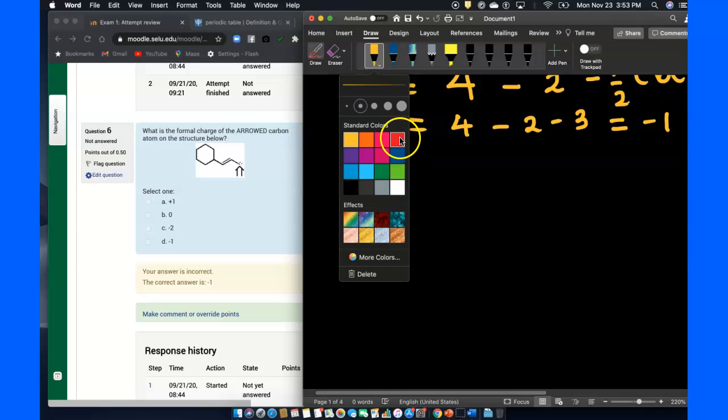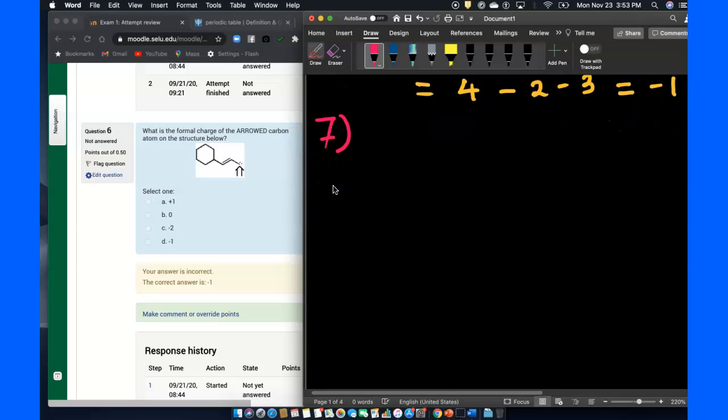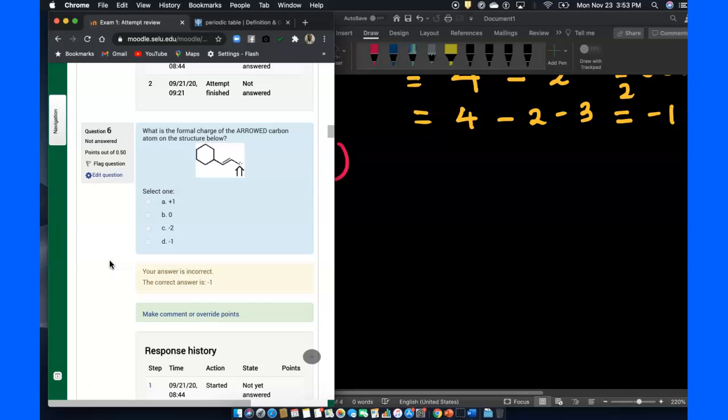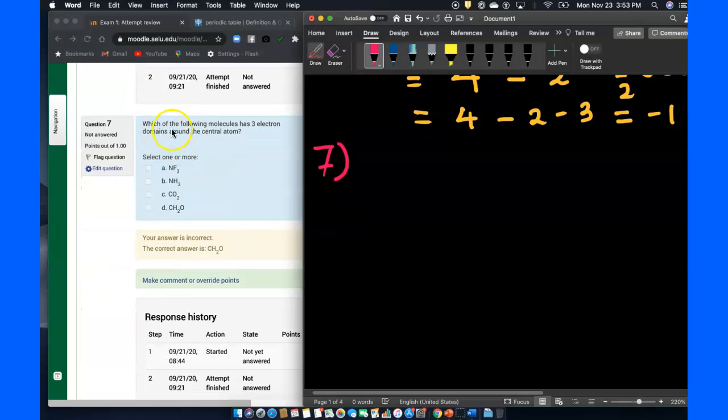So let's move on with question 7. What is question 7 saying? Question 7 is asking us which of the following molecules has 3 electron domains around the central atom. Just a review on electron domains. What are the electron domains?